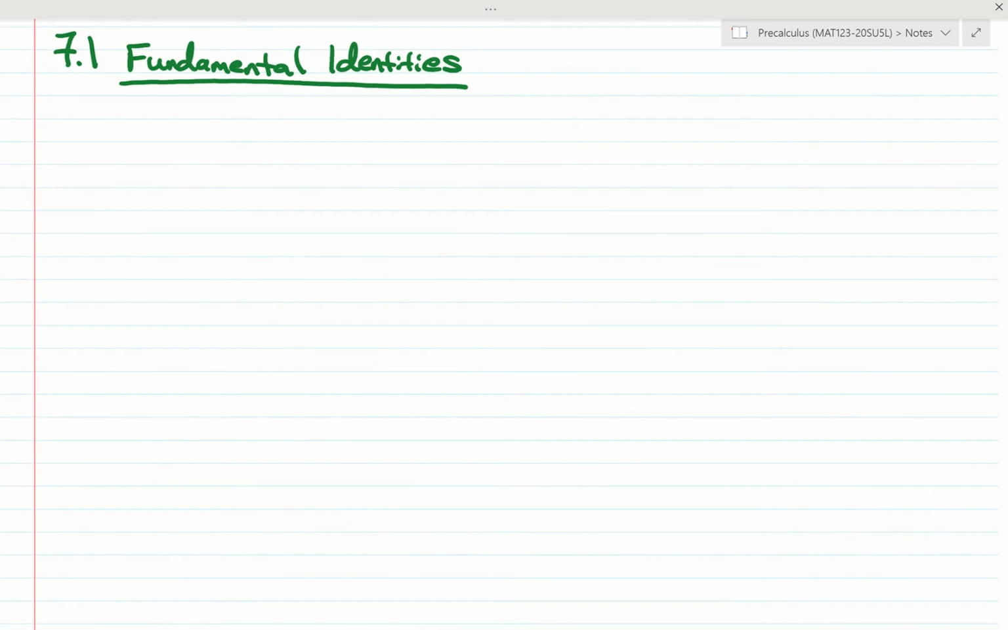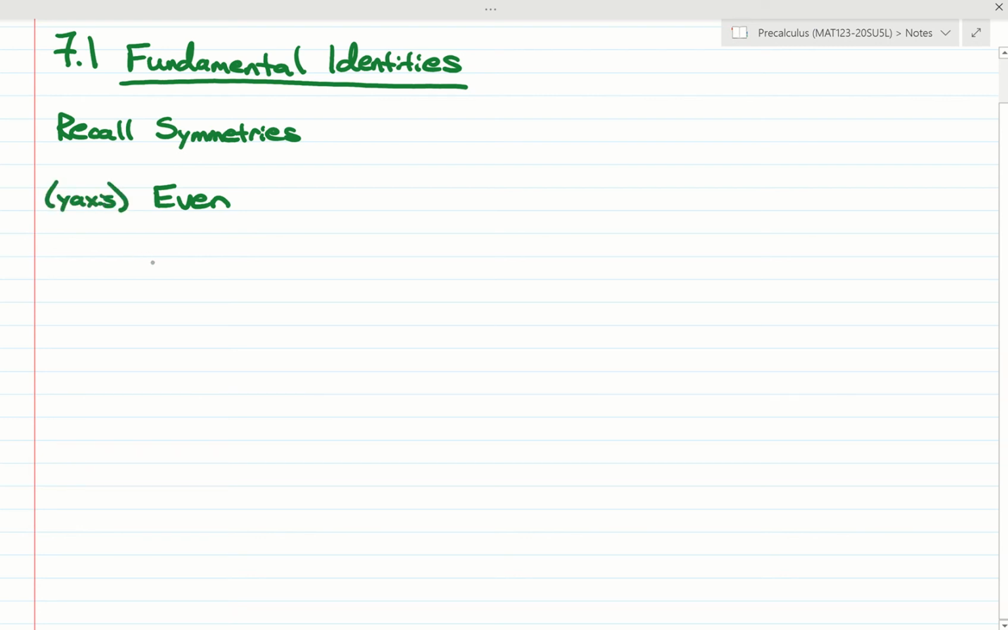So one thing I just wanted to start off talking about are even and odd. If you recall, when we were talking about symmetries, we said a function could be even, which means it's symmetric to the y-axis, or a function could be odd, meaning it's symmetric to the origin. And then hopefully you remember what these tests were. A function is even if when you plug in the opposite of x into f of x, you wind up with f of x. It's the same thing.